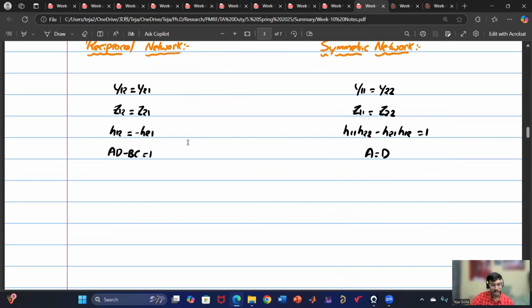And then we have seen for reciprocal networks, these are the conditions, and for symmetric networks, these are the conditions. We have not gone into the details of the derivation because we had limited time. So I have just given the result, and you can remember this result. If this is satisfied, it is reciprocal. If this is satisfied, it is symmetric.